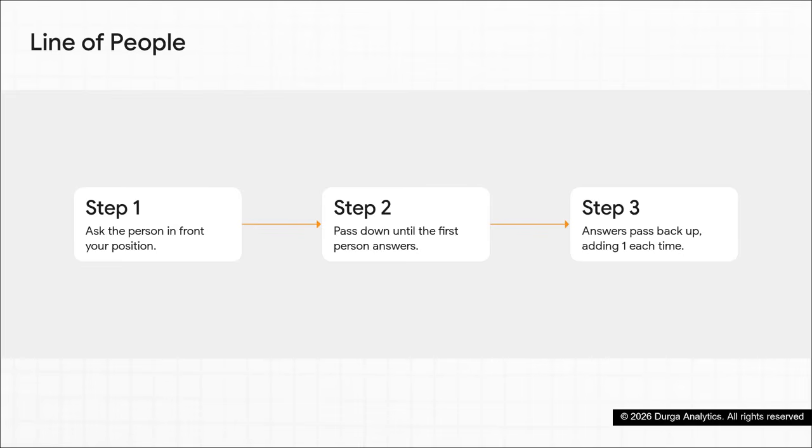In code, this translates beautifully. If you're at the front, return 1. Else, return 1 plus whatever you get from asking the person in front. That's recursion in a nutshell.